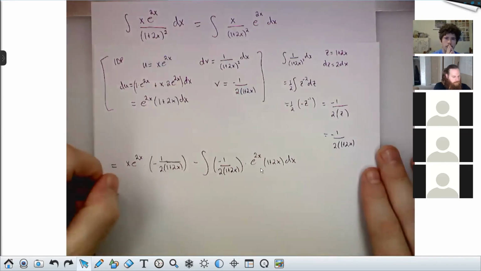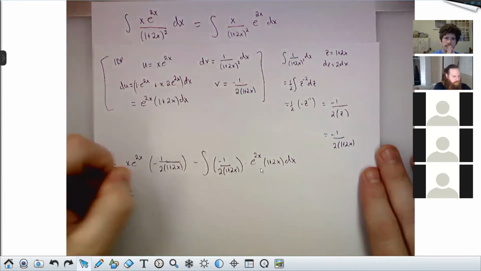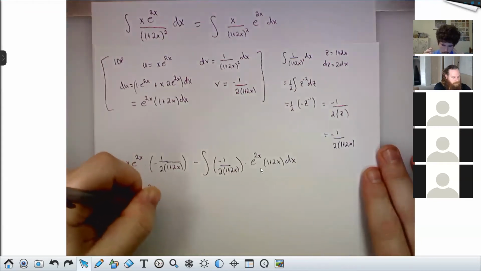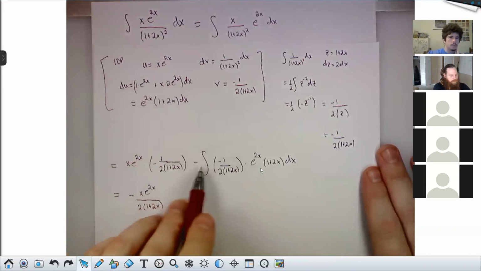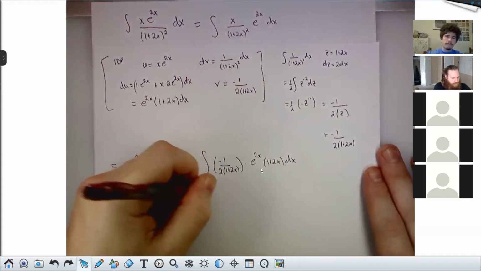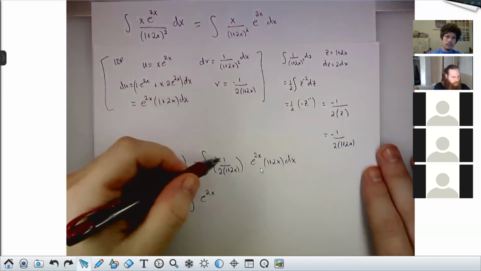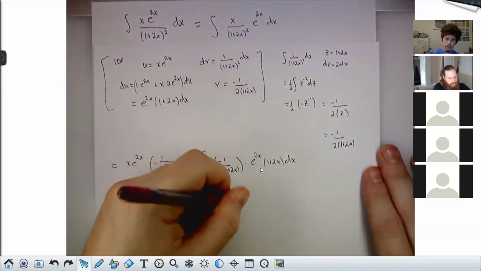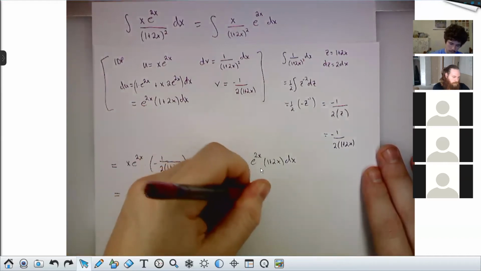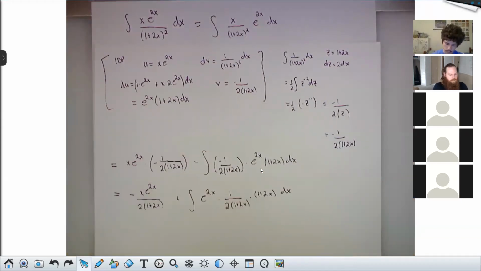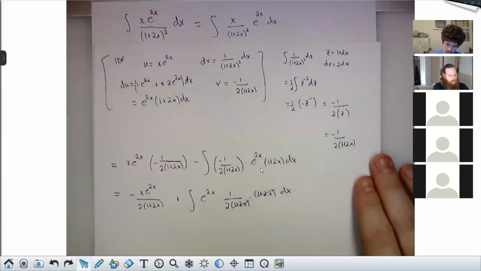So if we clean up and rearrange, I have negative x e to the 2x over 2 times 1 plus 2x. The minuses here will make plus integral. I'll write the exponential out front, e to the 2x. And then here I have 1 over 2 times 1 plus 2x times 1 plus 2x dx. And that is really nice because the 1 plus 2x's cancel. Pop out this 1/2.